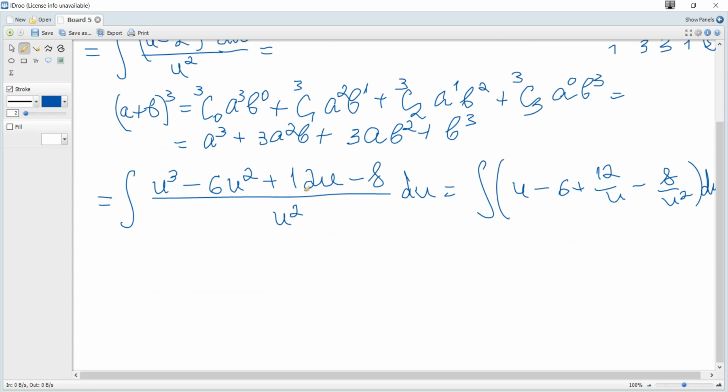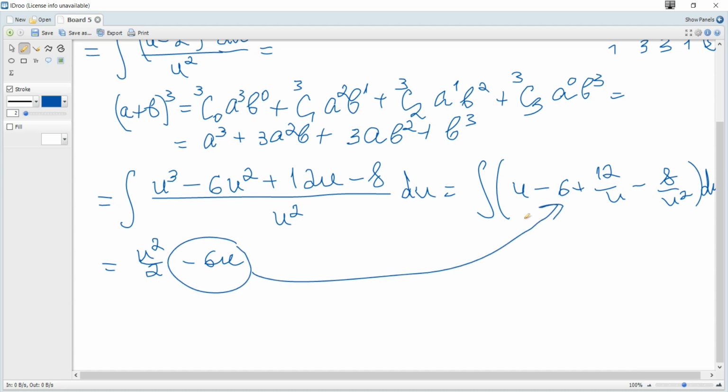And now it can be integrated. It becomes u, integral of u, it's u squared over 2, minus 6 integral of constant, it's just constant multiplied by u, so it's minus 6u. How to check? If you take a derivative, it must be negative 6. You know that x derivative or u derivative is 1, so it's correct.